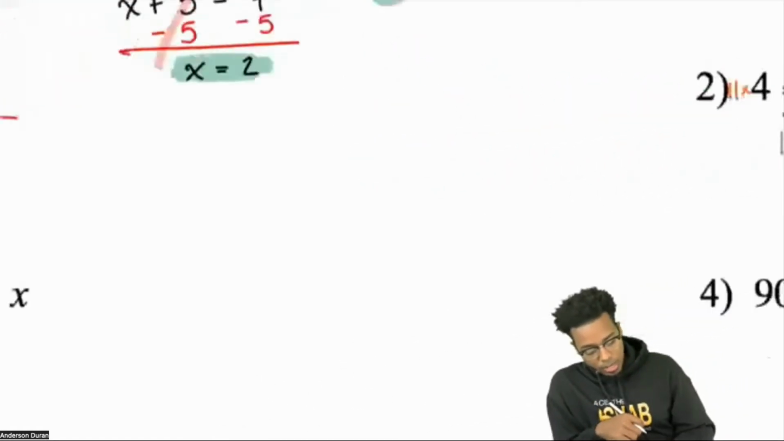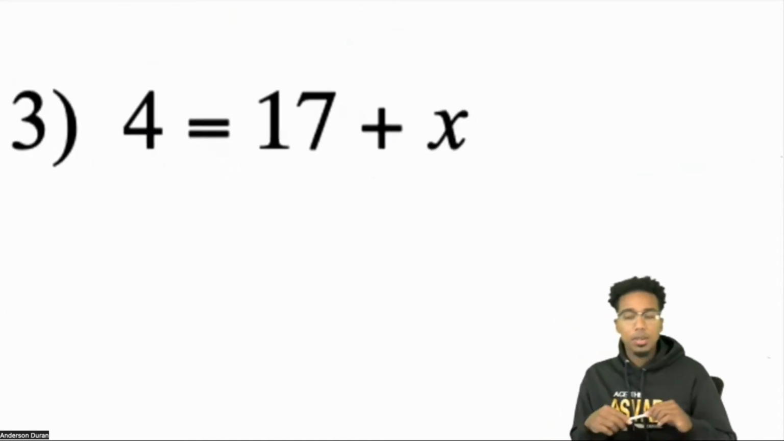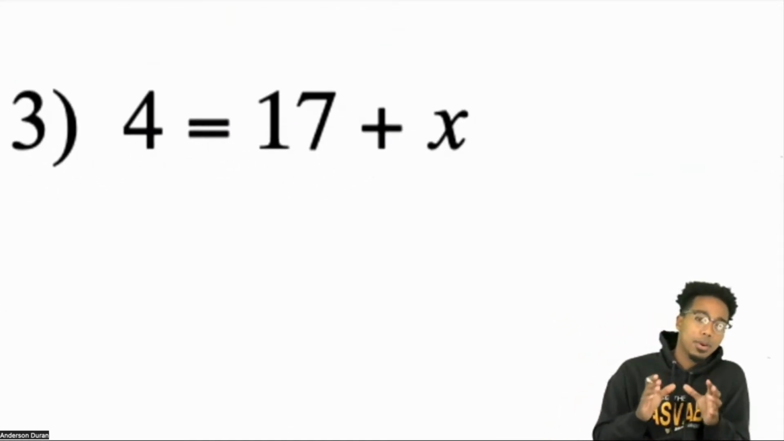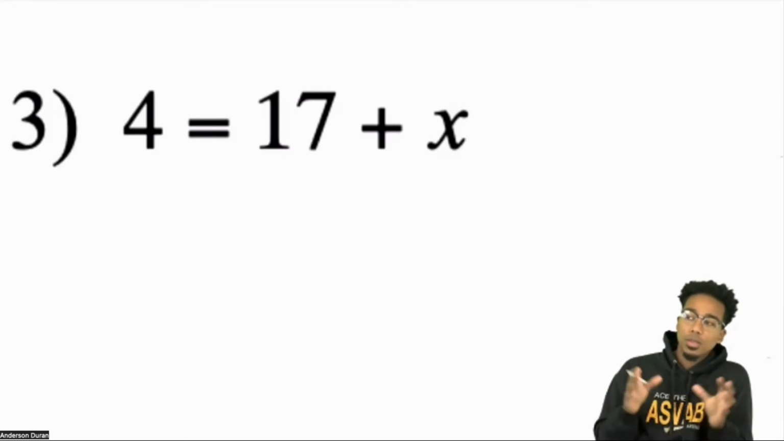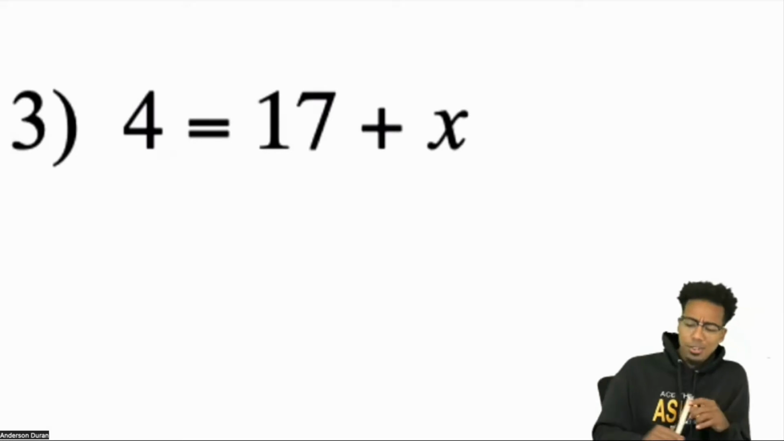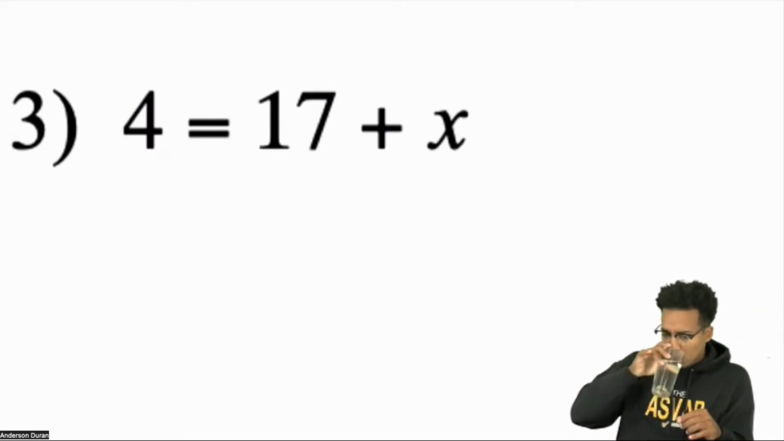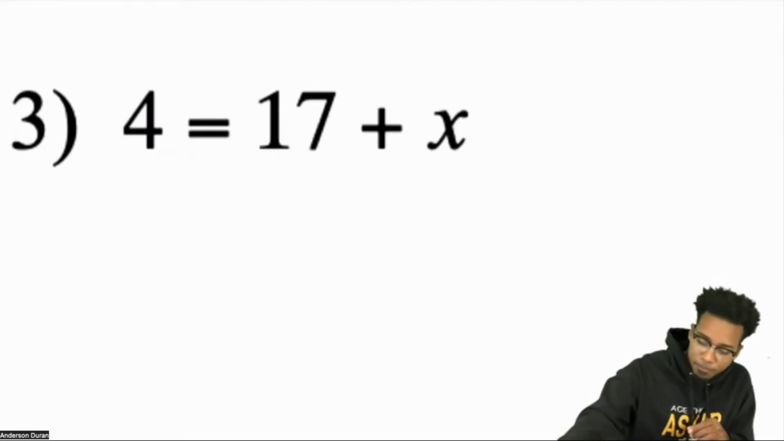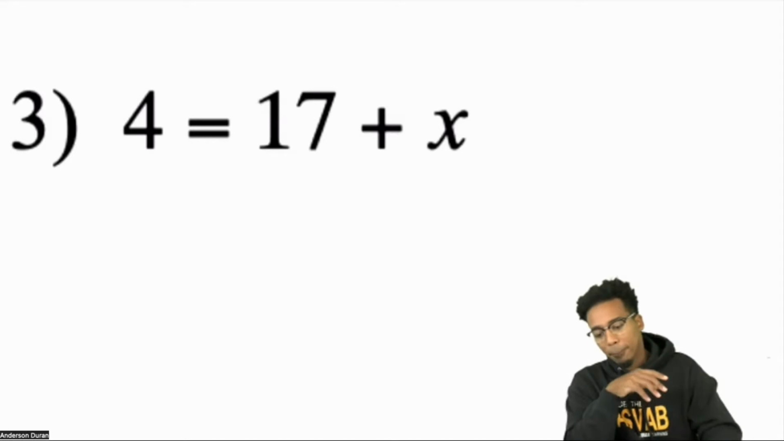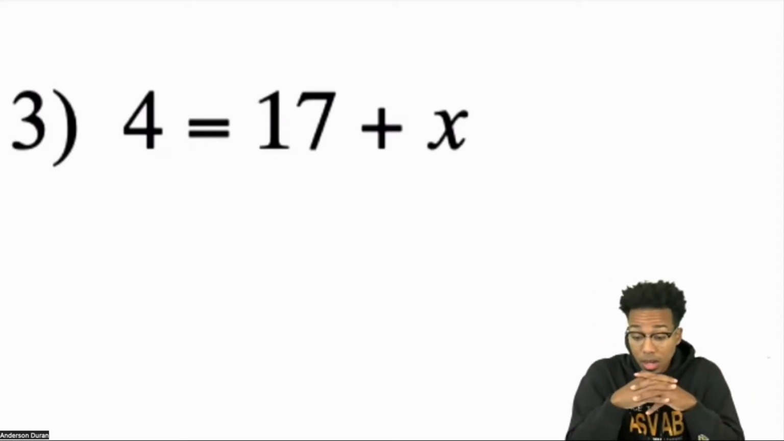Now let's go ahead and take care of number 3. Number 3, everybody, I'm going to go ahead and give you about 20 seconds here, and I want you to type out in the chat box what you think we should do to both sides to get this done. So go ahead, type it out as you're ready, and let's see if we got it. That's right. Subtract 17 on both sides.